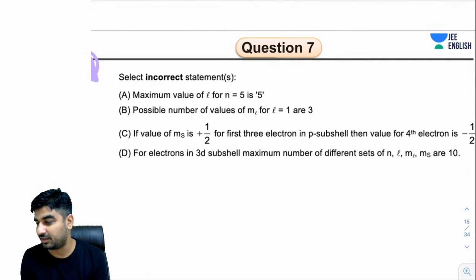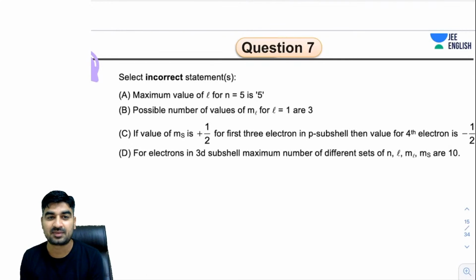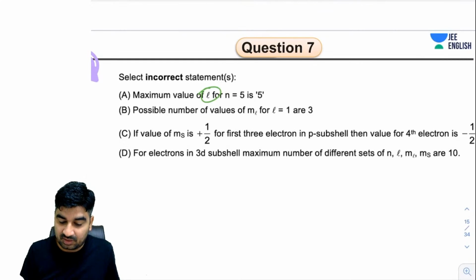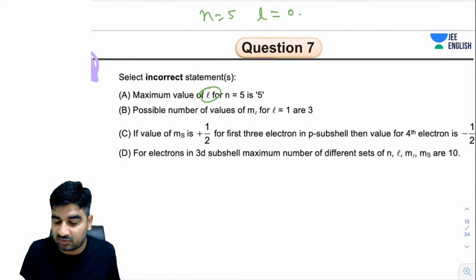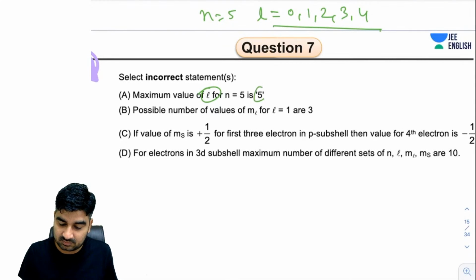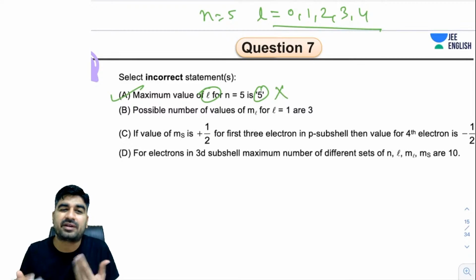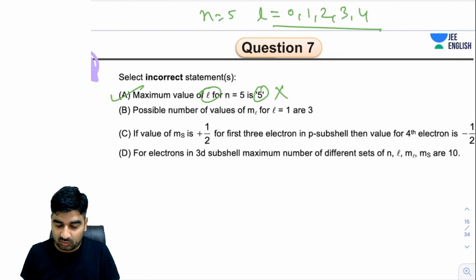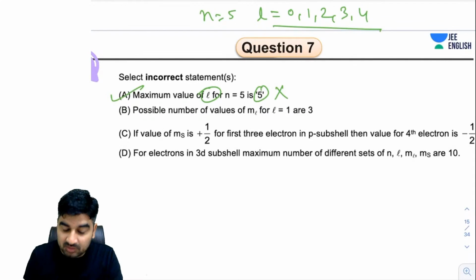Everybody is right. Maximum value of L: if n is equal to 5, then L can have values 0, 1, 2, 3, and 4. So it cannot have 5. So it is incorrect. Don't read all three statements if you are sure it is single correct. But if you want to learn, then we can discuss each and every option. I will explain each option so that your basics can be clear.